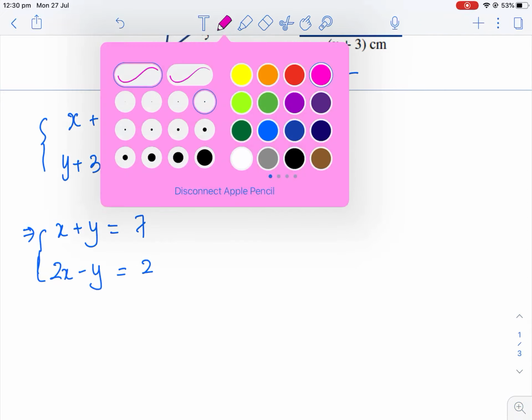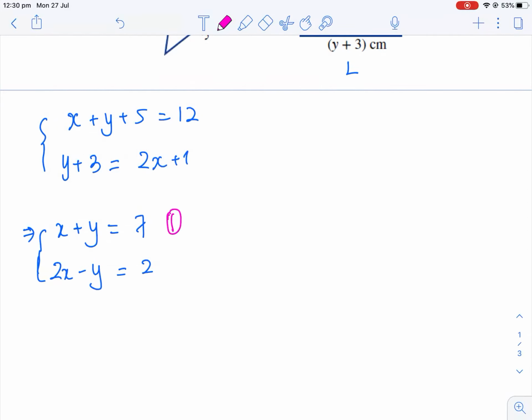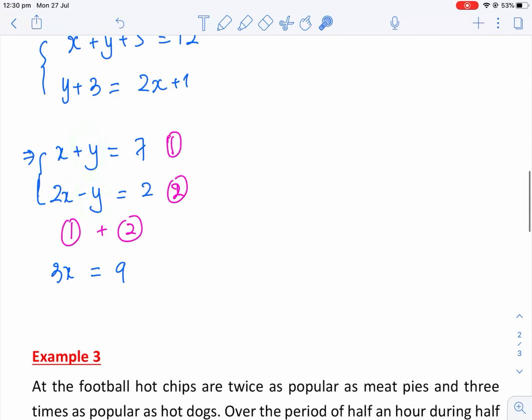Again, I'm going to use the elimination method on equations 1 and 2 here. So what I'll do is add 1 and 2. When I add 1 and 2, I will have 3x equals 9, because positive y plus negative y is 0y, so I don't have to write that down. And then, dividing both sides of the equation by 3, I find x equals 3.